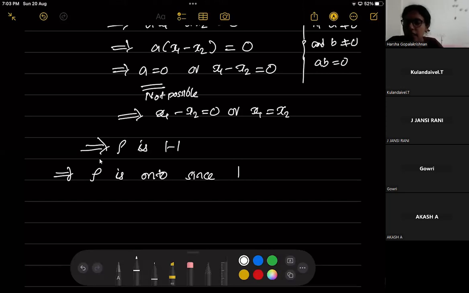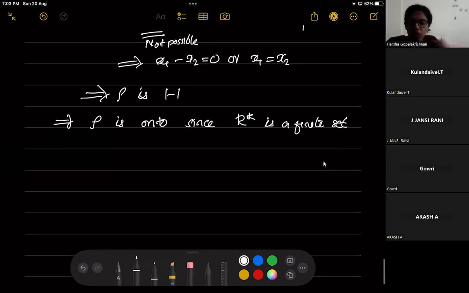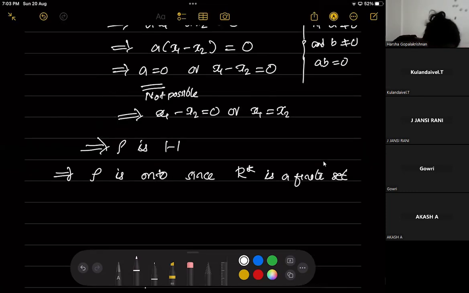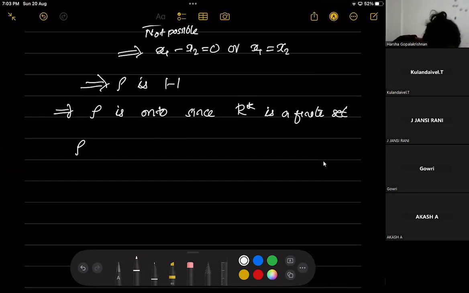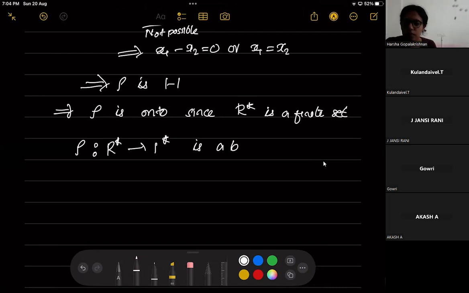That means in a finite set, if we are able to prove one of the conditions, either 1-1 or onto, then the function will satisfy the other condition also. Here we proved rho is 1-1 on a finite set, so rho will be onto on a finite set. You can check the proof if you want. It is very simple. So rho from R star to R star is a bijection.